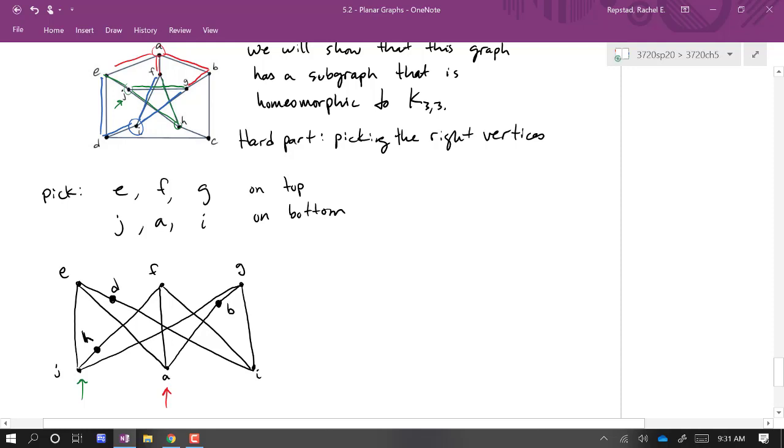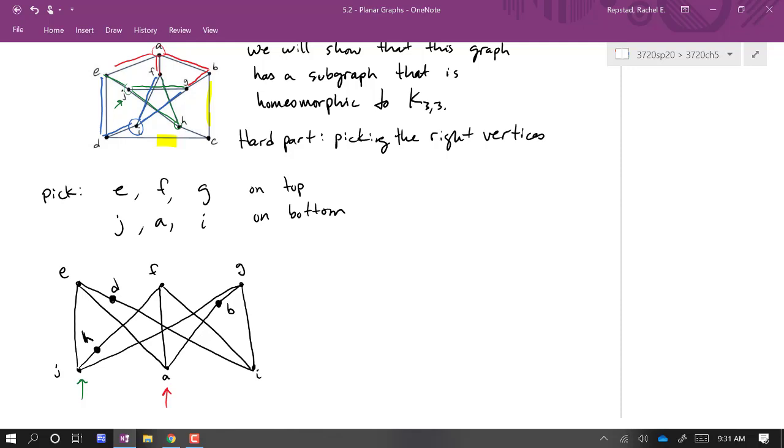You might look at this and say, oh, but I've left off a bunch of edges, right? I mean, I left off this edge, I left off that edge, and that's fine. Kuratowski's theorem just says it has to have a subgraph that's homeomorphic. We don't have to include all edges or all vertices. It's just that we can only include edges and vertices that were there to begin with, and we have done that. Next, it's not that it had a subgraph that is K33, but this is homeomorphic.